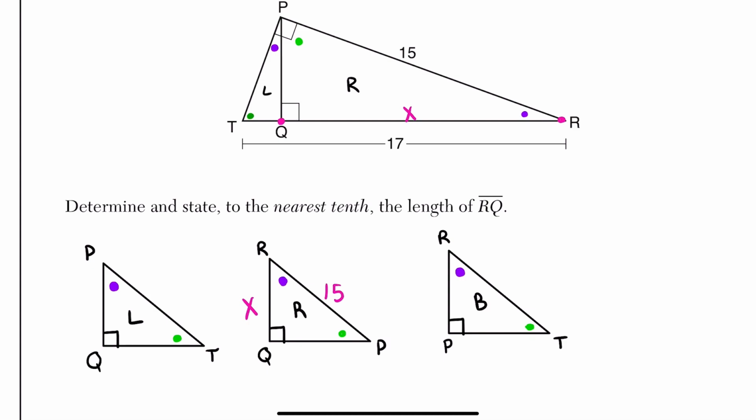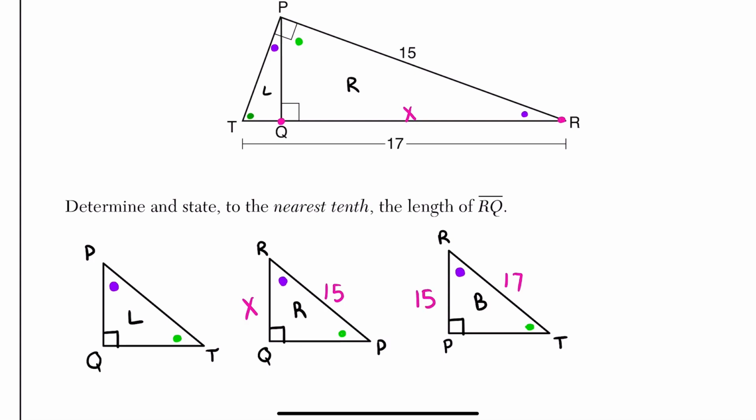Now let's take a look at the big triangle. This RT is going to be this full side here, so that's actually going to be 17. So I'm going to put a 17 here. PT is this part over here. I don't have that, but PR I do have. That's that 15.